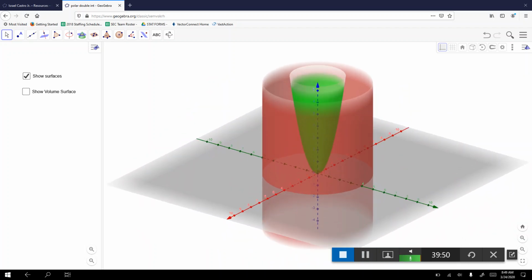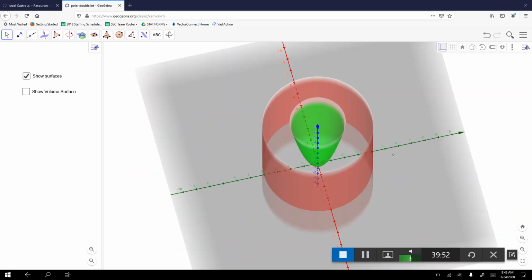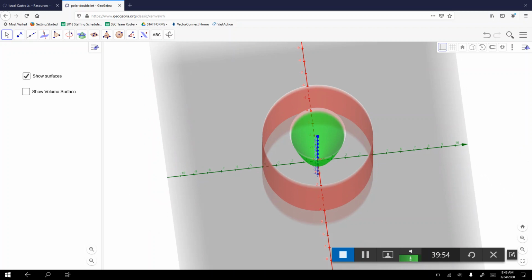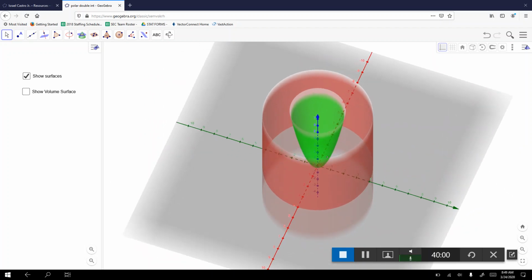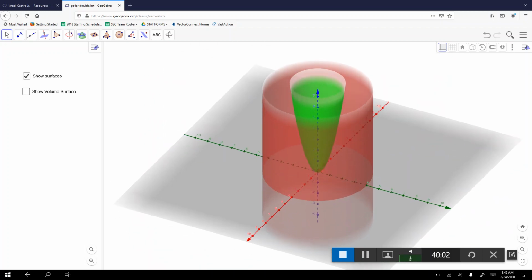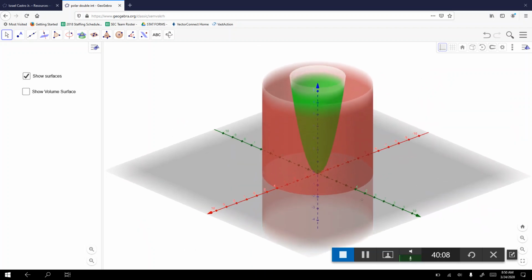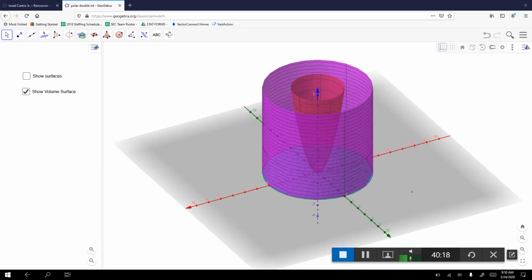Now you're going to see that we want the volume that's inside of this cylinder, but that's below this particular paraboloid. So below the green part, but inside of that red cylinder. So I want to click show volume. Alright, I went ahead and I've parameterized this so we can see what it is that we're looking at here. And I'm going to unclick those surfaces, and here we go.